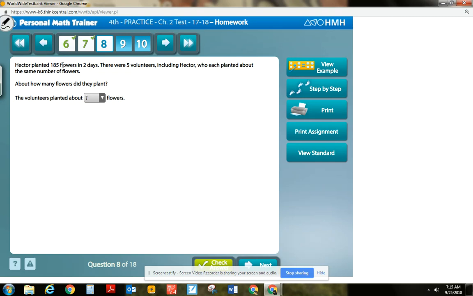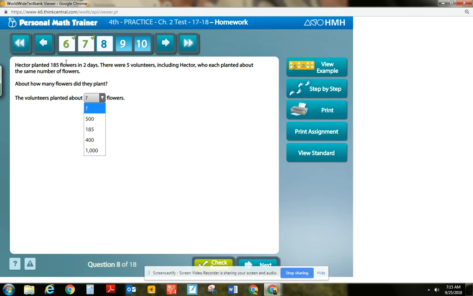Hector planted 185 flowers in 2 days. There were 5 volunteers, including Hector, who each planted about the same number of flowers. About how many flowers did they plant? The volunteers planted about blank flowers. I love when they give me answer choices. So I'm thinking this is multiplication or division. And we got that "about" in there, so we're going to be estimating.